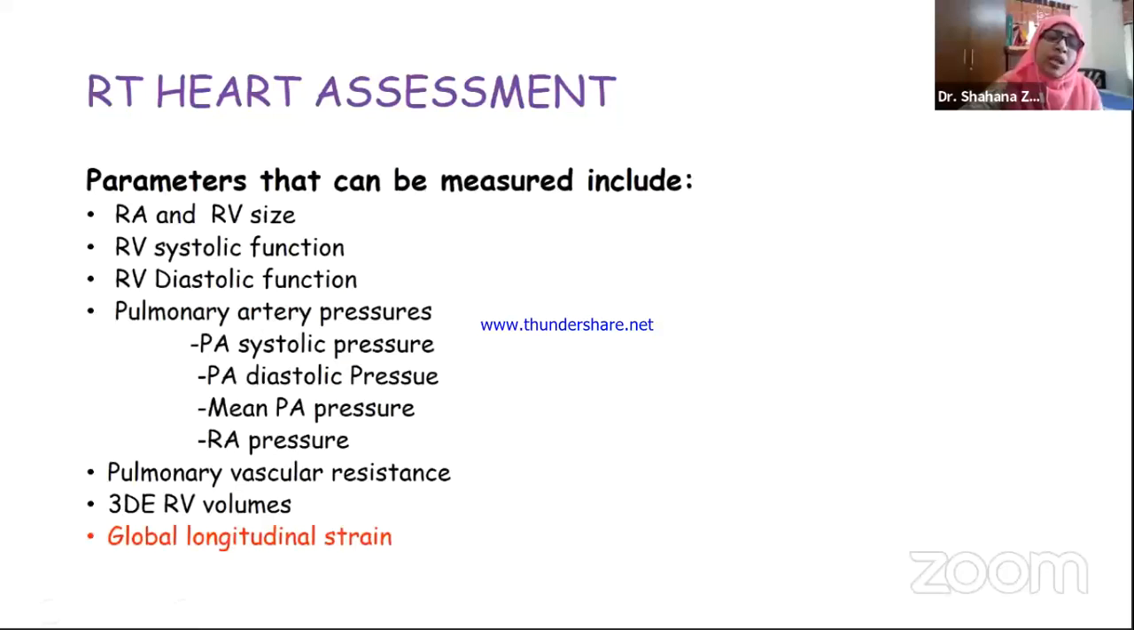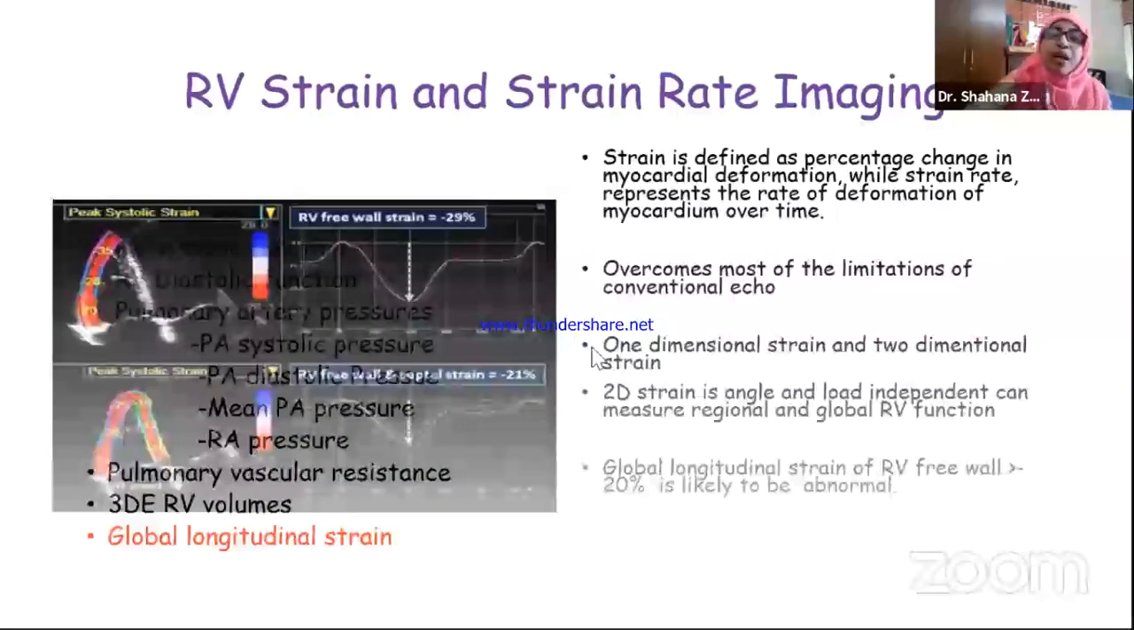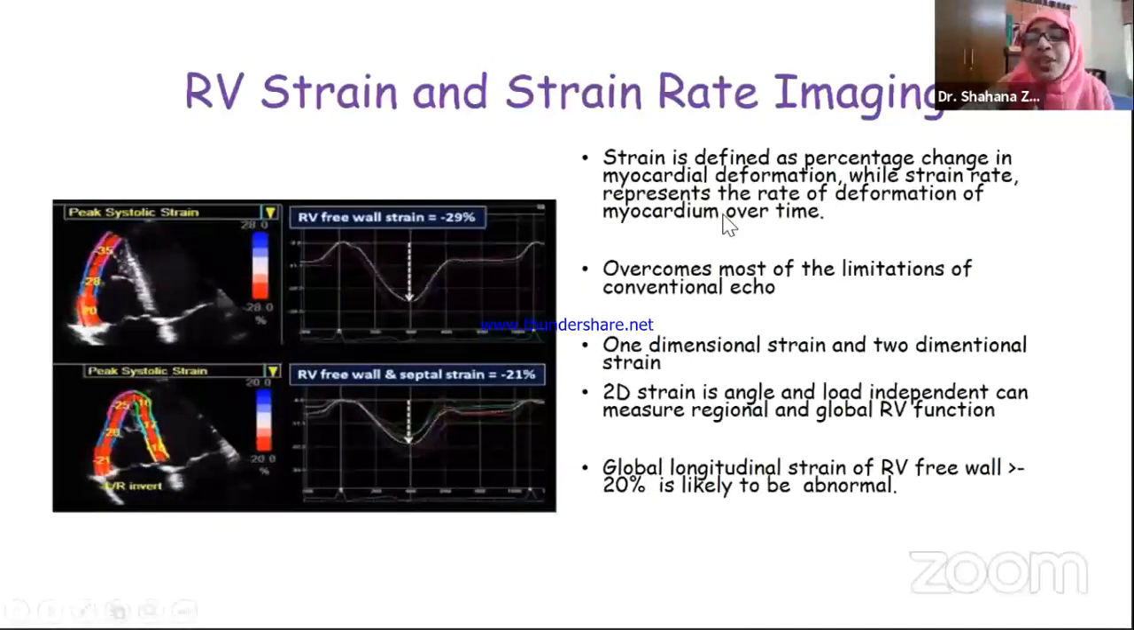Now, longitudinal strain and strain rate. Strain is defined as the percentage change in myocardial deformation, while strain rate represents the rate of deformation of myocardium over time. It overcomes most of the limitations of conventional echo. It has one-dimensional, two-dimensional, even three-dimensional strain. 2D strain is angle and load independent and can measure regional and global RV function. Global longitudinal strain of the RV free wall of more than minus 20% is likely to be abnormal.